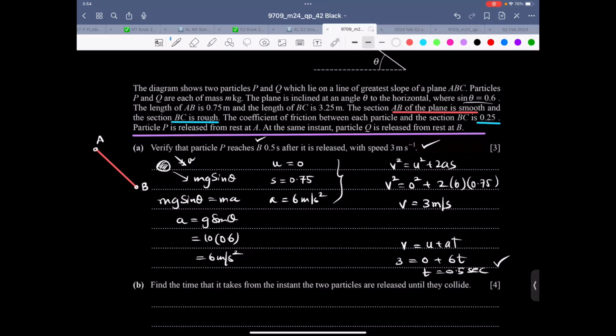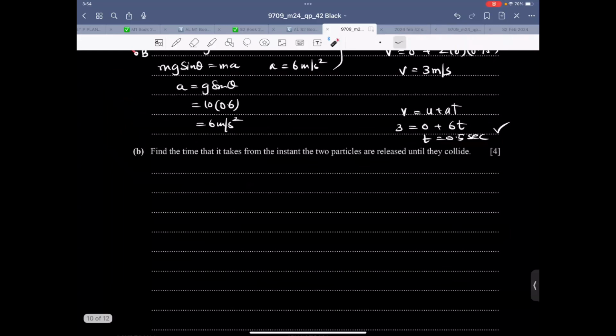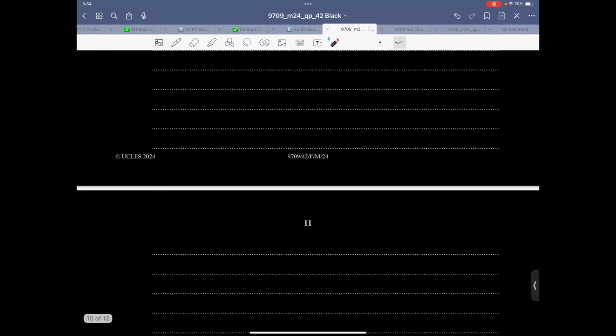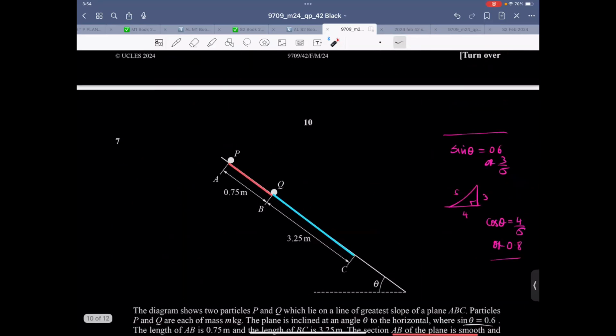Now, what is happening is that we need to find the time. Let me first read it. Find the time that it takes from the instant that the 2 particles are released until they collide, and then the 2 particles coalesce. When they collide, the coefficient of friction and all of this, that comes later on. So before that, what is happening now?